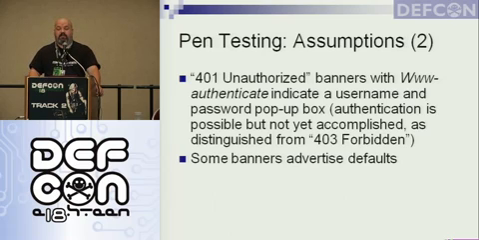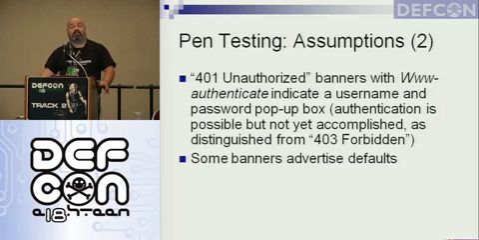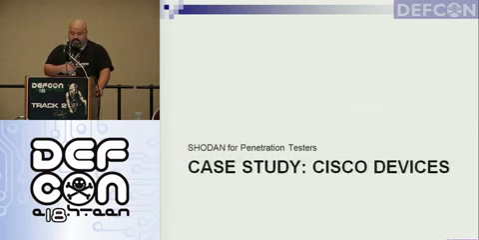401 unauthorized is typically saying, no, you don't have permission to view this page. However, it doesn't necessarily mean that we can't get there. A 401 unauthorized on a web banner will typically have a WWW-Authenticate line, and that will typically indicate the presence of a pop-up box. So if we go to one of these, we'll get a pop-up box asking for a username and password. 403 forbidden, typically there's some reason that we can't view the page. It's also important to note that some banners advertise defaults. We'll see banners that say the password is 1234. That doesn't mean that they're using that, but they're at least telling us what it is, so that's useful data for us.